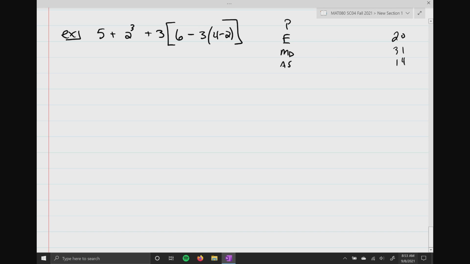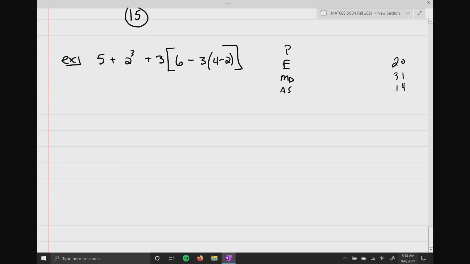All right, let's take this one step at a time. We know we got to do parentheses first. Is that correct? Right. Now, remember, up above, I'm going to scroll up real quick.